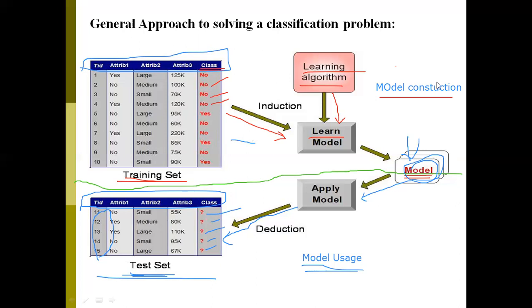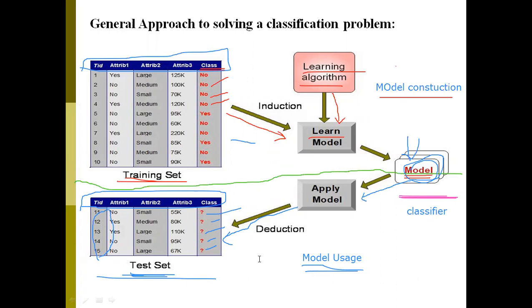Clear? And for this model we have one more name. This model, the constructed model, is also called a classifier. Clear?